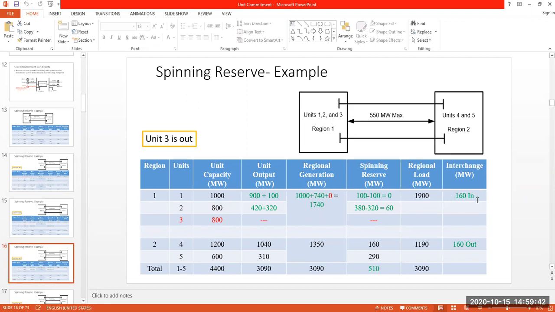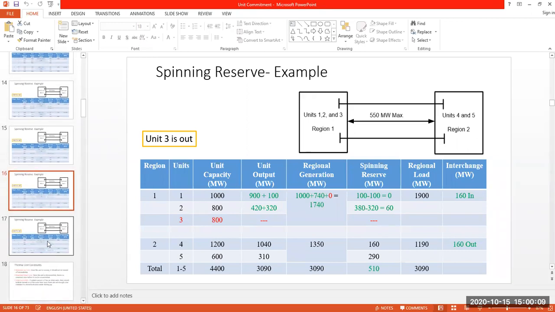You still have 160 in, 160 out. Simply this unit will be red colored because this is out of operation. This will change their position. In the previous slide, you see it was 0 and 740. Now in this slide, it is 740 and 0. And accordingly, you can calculate. Unit 3 and unit 2 are identical, so nothing exceptional happens there. Now let's move on to region 2.